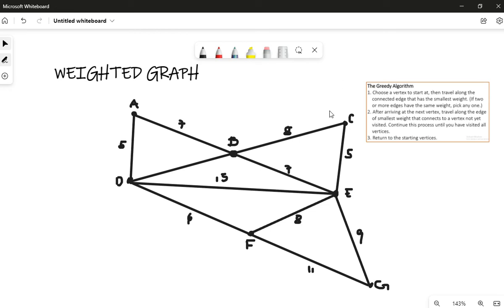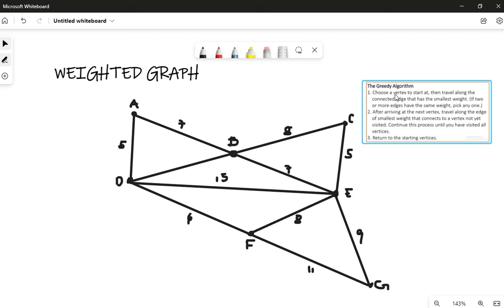Okay, so this time we will continue our discussion with the weighted graph. When we say a weighted graph, it is a graph wherein each edge is associated with a value which is called the weight. Our aim here is to find the minimum weight, or to provide a path, a road, that is the shortest way possible. Now, to do that, we have here the greedy algorithm.